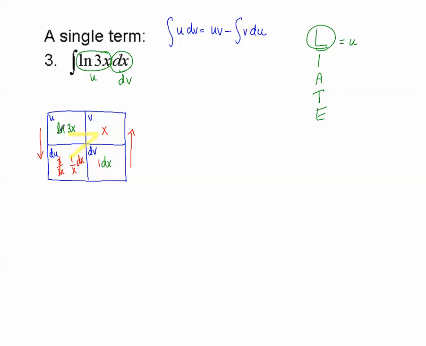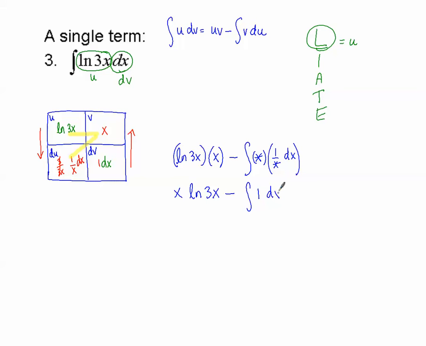Now we can fill in our formula, drawing the 7: uv, and then v du. If we follow the 7, uv looks like natural log of 3x times v, x, minus the integral of v du. V du is x times 1 over x dx. Now, we can simplify a little bit. If we put this x in the front, then we don't need parentheses. And here, x cancels out with 1 over x, and we're left with the integral of 1 dx. This is easy to integrate, no more product. This is just x, and don't forget plus c at the end. Now we have our integral.